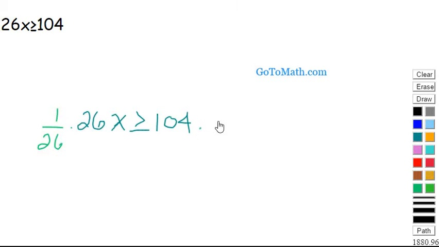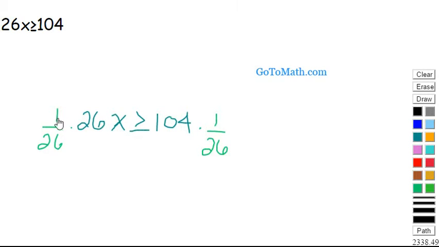So what do you think? We'll do that. So we have 26x is greater than or equal to this time 104. Okay. Alright, so the way we're going to deal with this is we're going to multiply both sides by the reciprocal. And the reciprocal of 26 is 1 over 26, to both sides. So just like we were treating this just like if it were an equal sign right here.